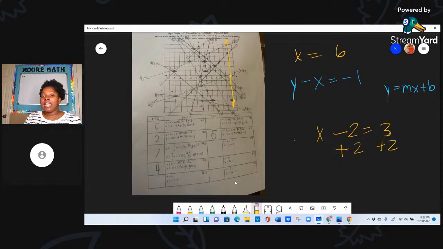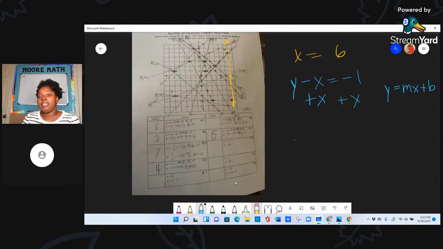Okay. So same thing. How do I get rid of this x? So instead of minus 2, I have minus x. How am I going to get rid of this x? How do we get rid of this 2? Add. Good. Add. Yeah. Excellent. Okay. So let's add x on both sides. Okay. We get y equals x minus 1.